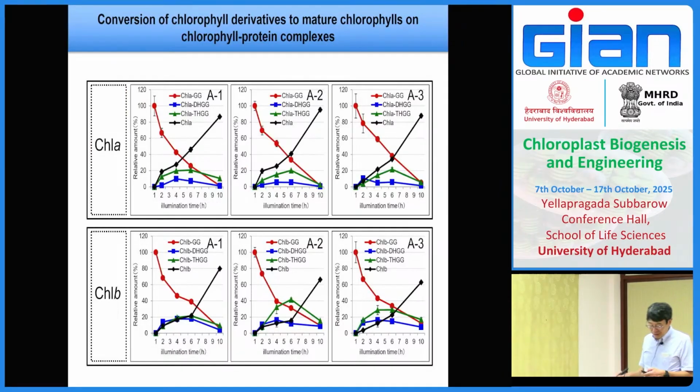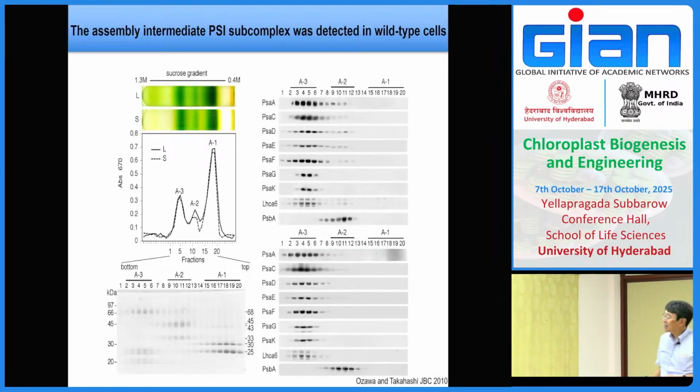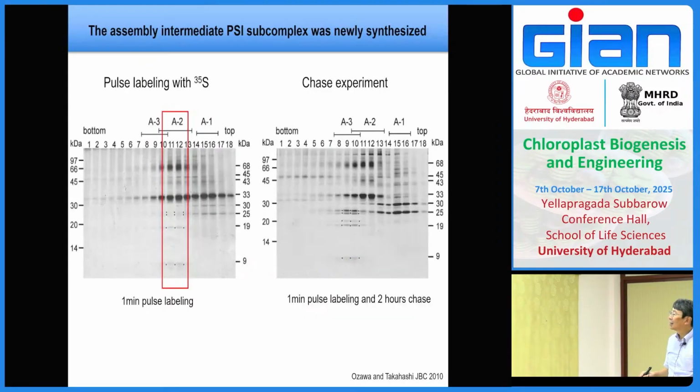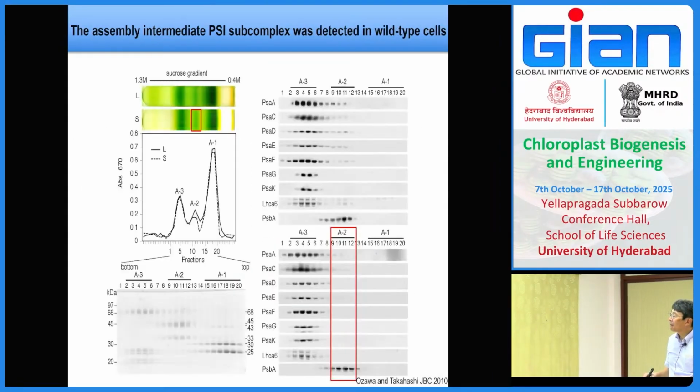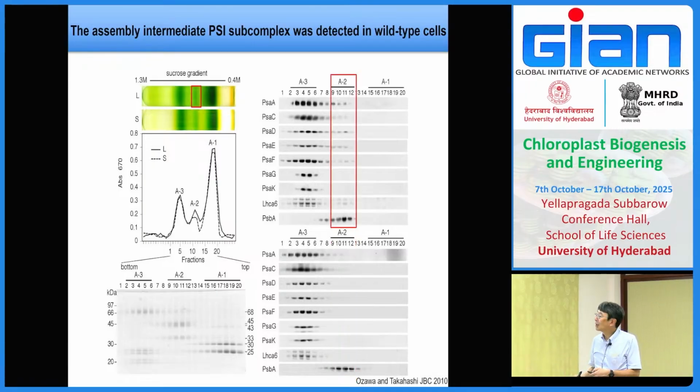Okay, so this is just the greening and detailed greening process. So I just add some additional data again about the assembly of PS1 complexes. I showed you this data before, and I didn't tell you the detail, so I show you the detail now.